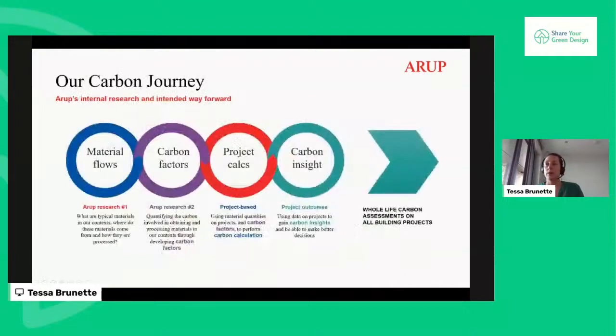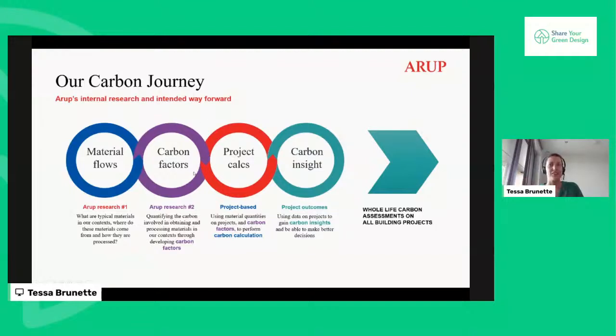So in terms of our own research journey, we have recently completed 2 pieces of research into carbon and carbon factors in Africa. So the first one we did was around material flows. In essence, what we did here was look at the typical materials in our contexts, where they come from, where they go to, and how they're processed. This is what I described earlier. Moving on from that, the second piece was then quantifying the carbon involved in obtaining and processing those materials and making it more specific by developing country-specific carbon factors. We're currently in this phase.